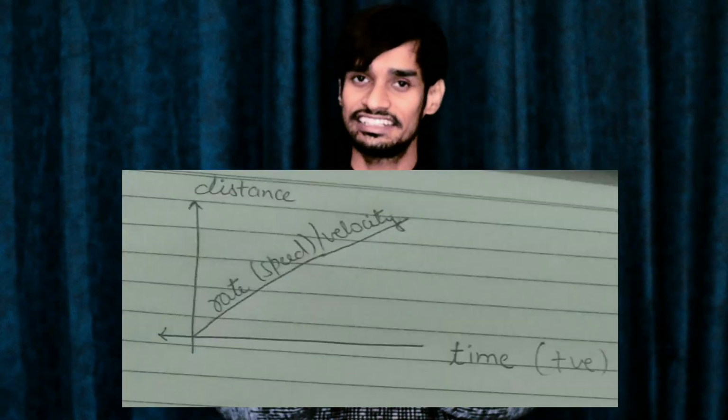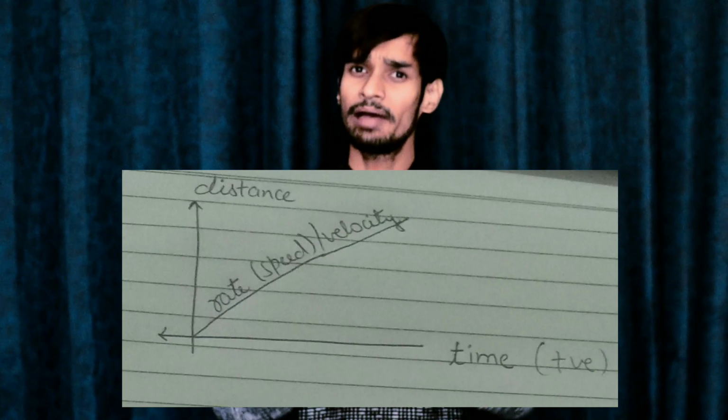Now we are going to explore the distance time graph. So what is the distance time graph? In the distance time graph we use time on the x-axis and distance on the y-axis. Remember, in this case you can also assume that distance is displacement. It will technically make sense.